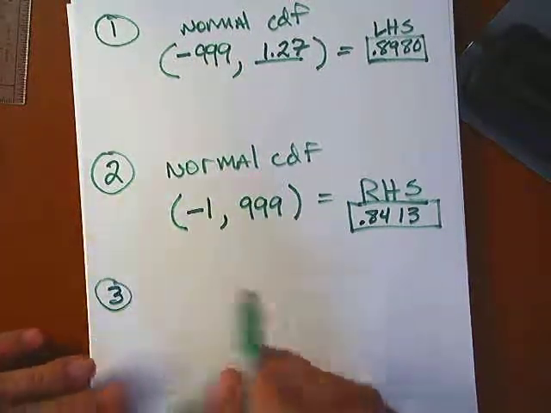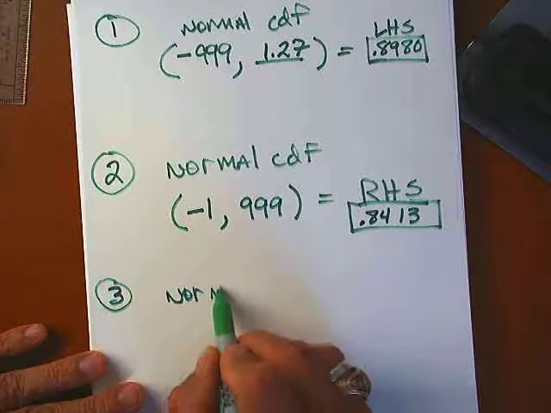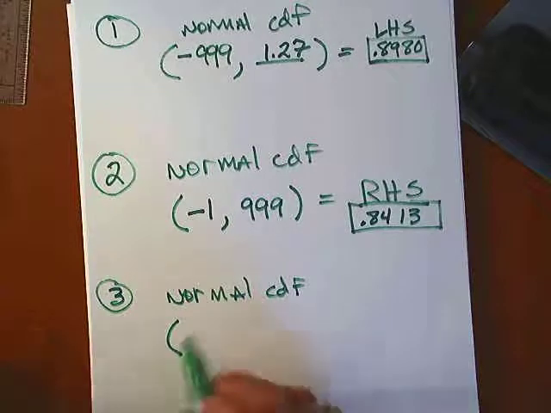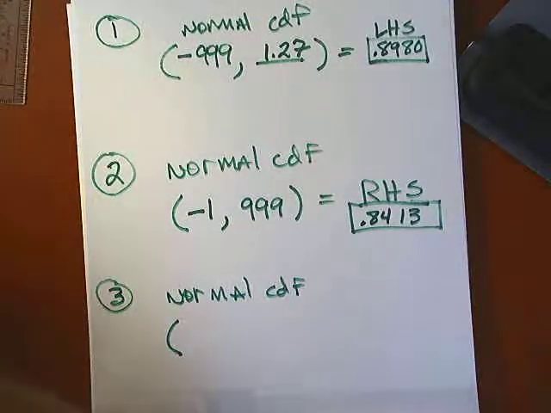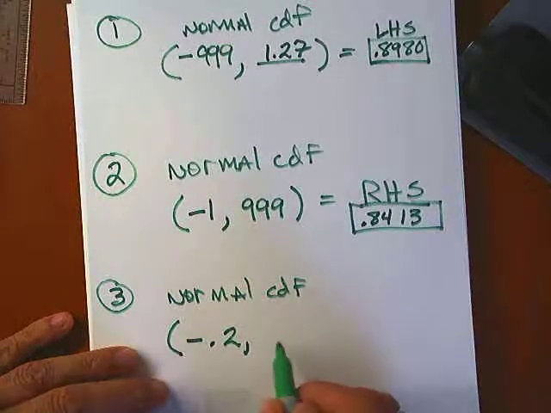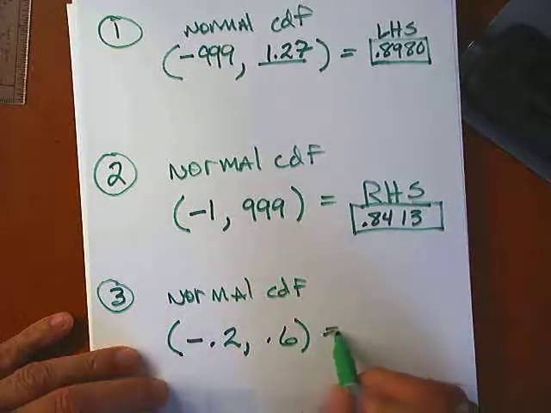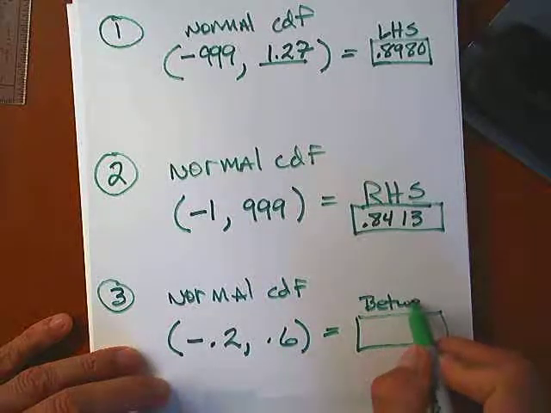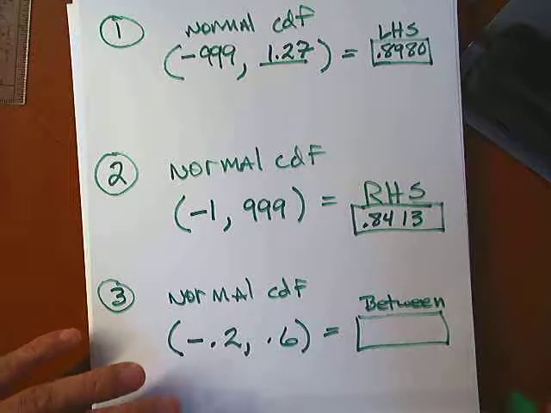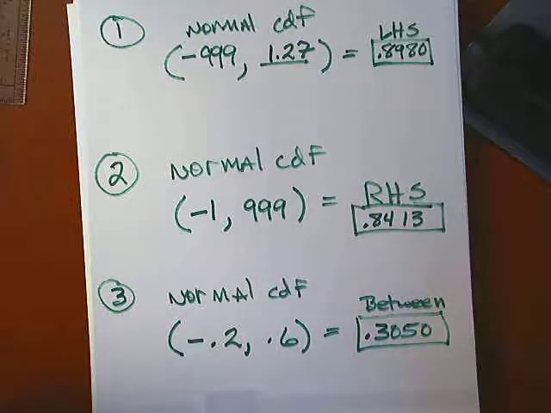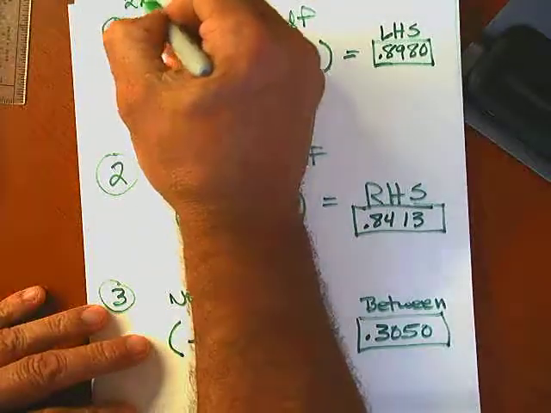And I think in our first one, let's see, I think this one was 1.27, and I think that came out to 0.8980. And this one was greater than 1 or negative 1. That came out to be 0.8413. So you can check yourself on your calculator.